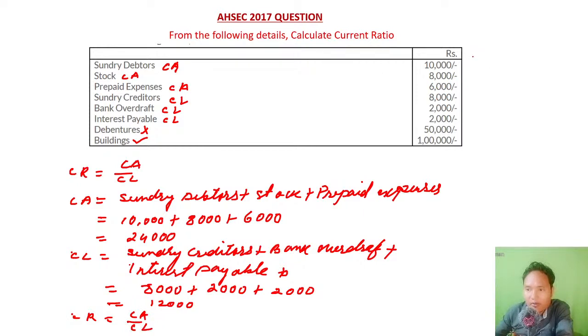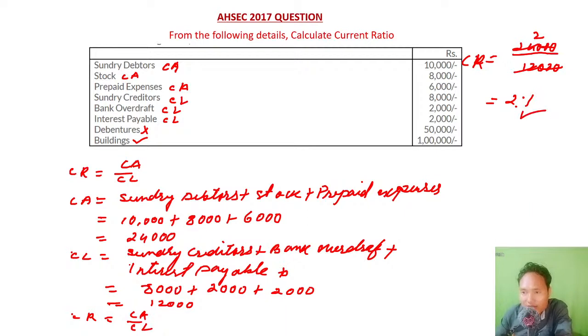Now put the values. Current ratio is equal to 24,000 by 12,000. It means reduce this, 12 2s are 24, so the ratio is 2:1. So this is the current ratio.